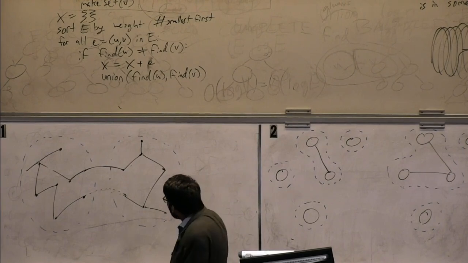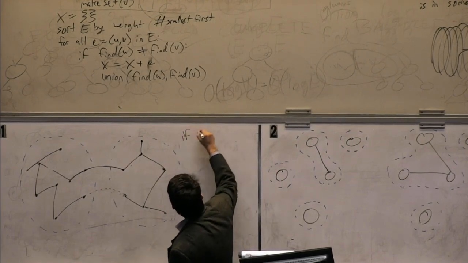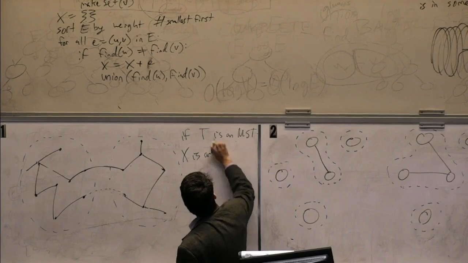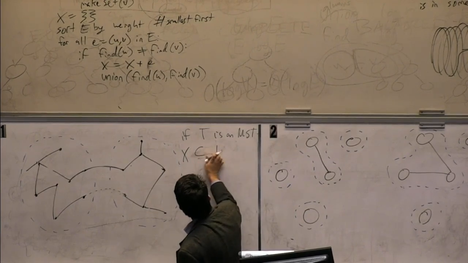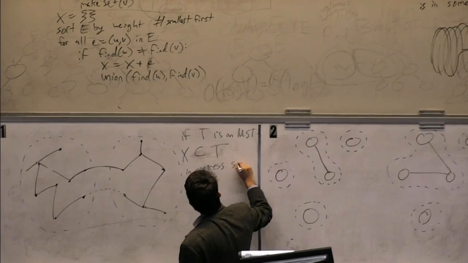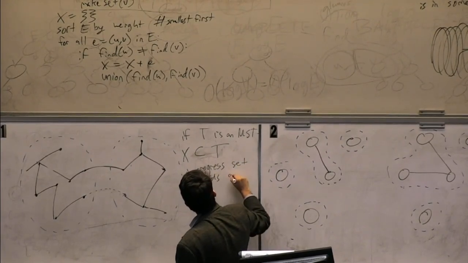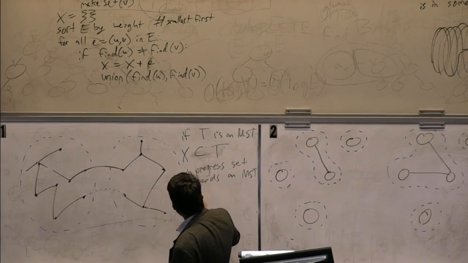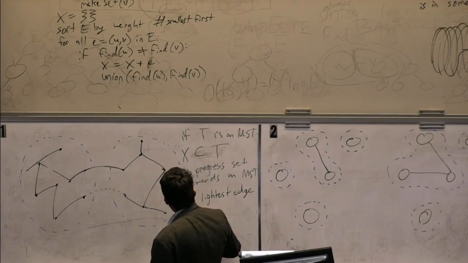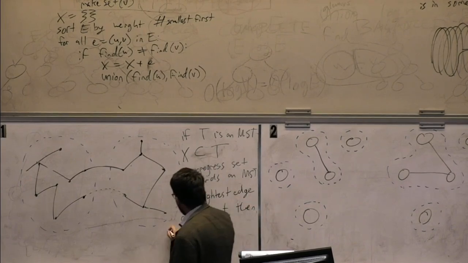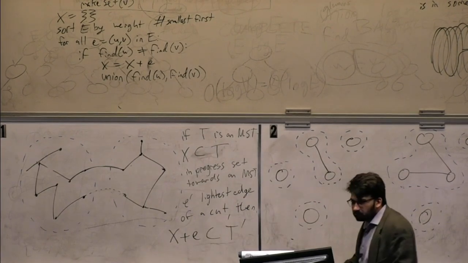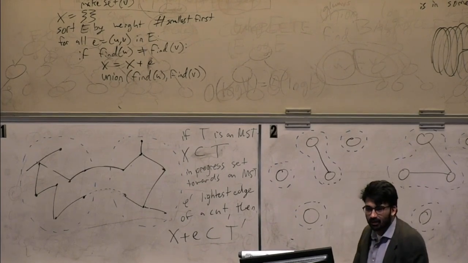Right. So what we want to prove is that if T is an MST and X is an in-progress set, X is a subset of T. I think of X as an in-progress set towards an MST. And E prime is the lightest edge of a cut, then X plus E is in progress to some MST T prime. So the statement of the proof takes a second to digest. It's not as complicated as the proof itself, it turns out.